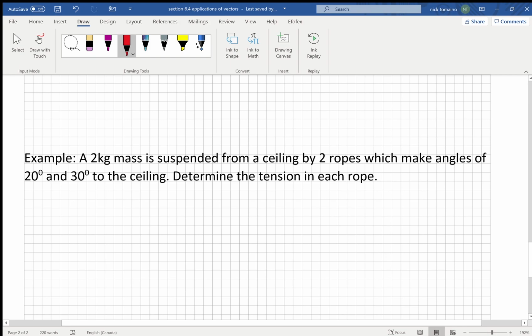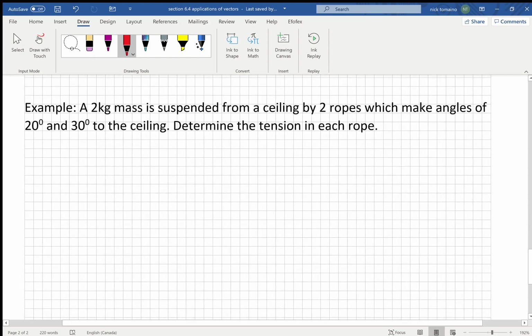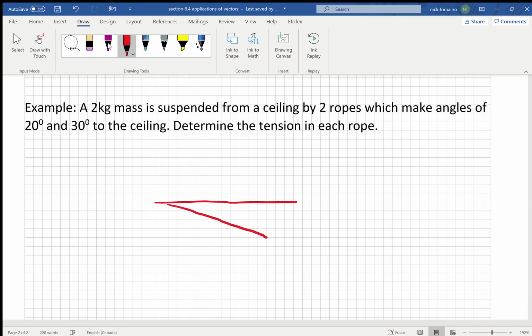All right, so last example here. We have a 2 kilogram mass suspended from a ceiling by 2 ropes which make angles of 20 and 30 degrees. So let's draw it out here. Okay, so we'll just exaggerate a little bit here. So this is 20, this is 30, and then we have a mass here, and we have gravity acting on it. So the force of gravity is going to equal 2 times 9.8, which is 19.6 newtons.